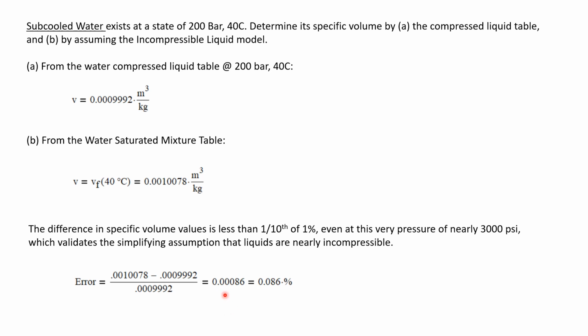The difference in specific volume is 0.00086 or 0.086%. So the error, even when we have a very high pressure, the error in the specific volume taken from the saturation table is less than 1/10 of 1%. And this pressure is at nearly 3,000 psi. So that shows you how little liquid water can be compressed. The specific volume is virtually identical to that of the saturated liquid.